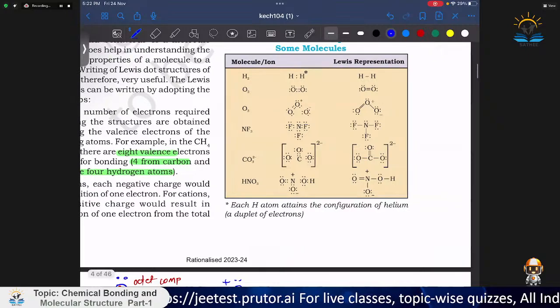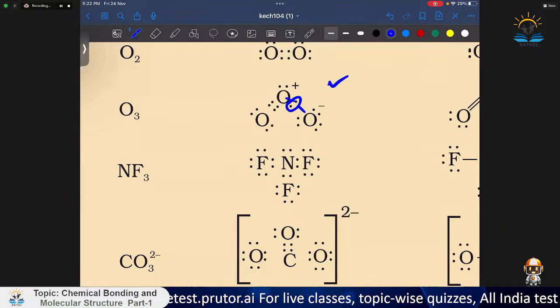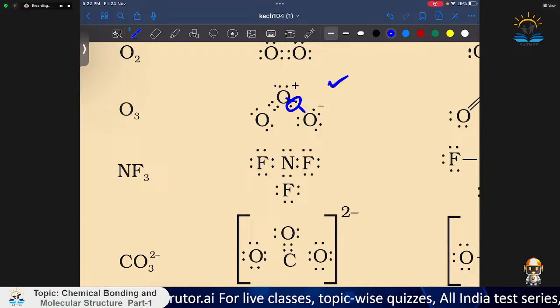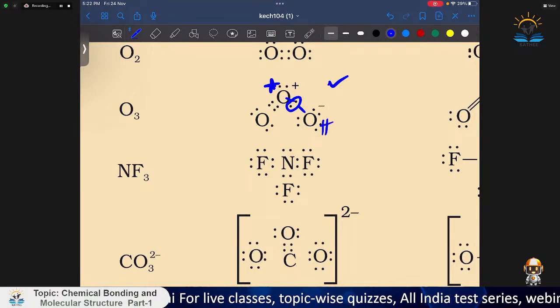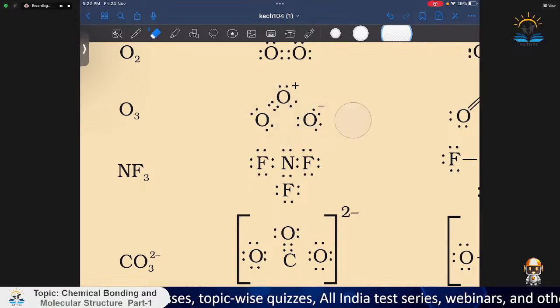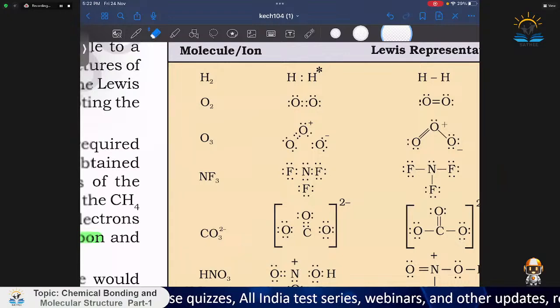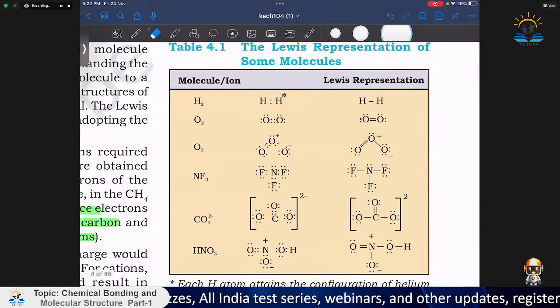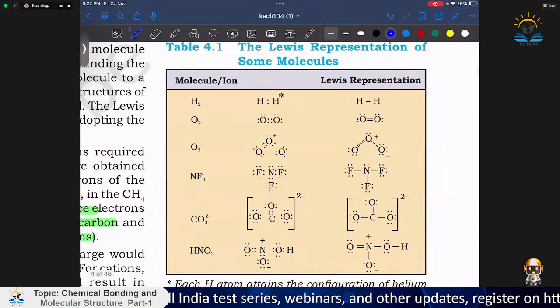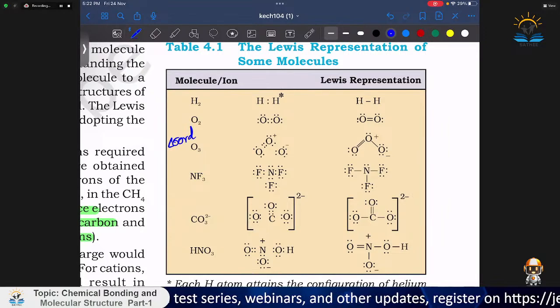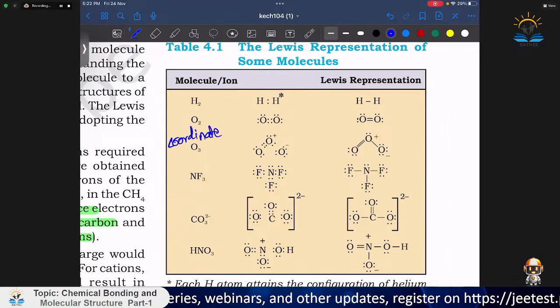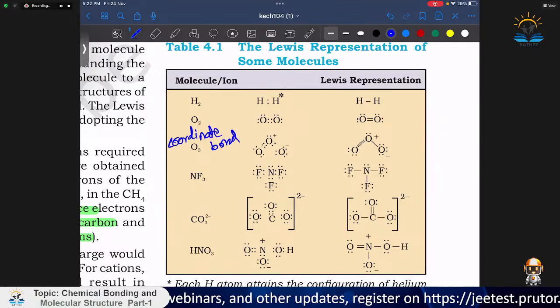These 2 pairs of electrons are shared between both, but actually belong to the star oxygen. The hash oxygen is basically a parasite here. This is called a donation of lone pair, and it is called a coordinate bond. Okay, let's move forward.